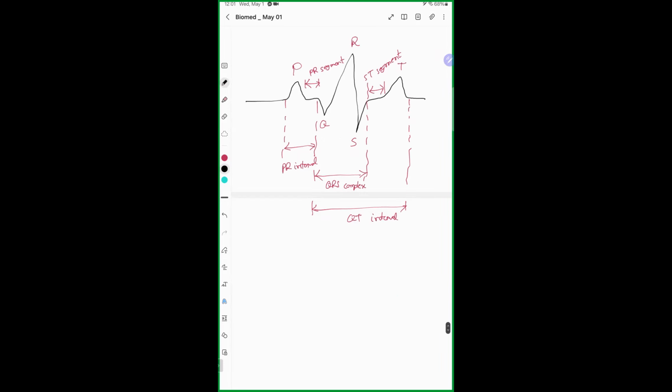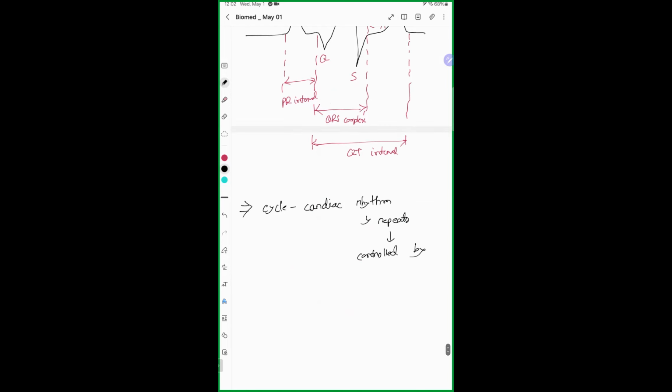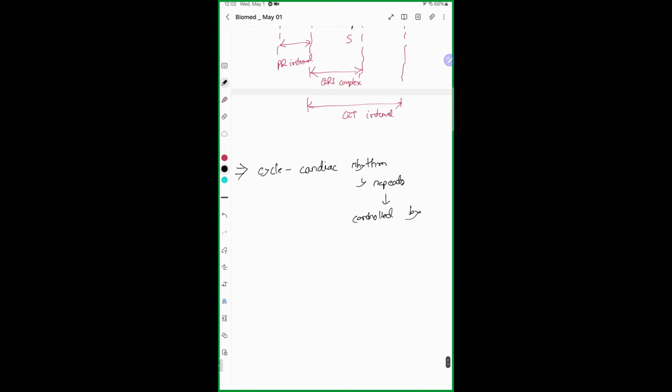Achha. Now see this cardiac rhythm, this cardiac cycle. This actually repeats continuously. And what controls this process? What controls the blood circulation? It is controlled by pacemakers. Oh, sorry. The pacemakers actually control this cardiac rhythm. This is controlled by the pacemakers.